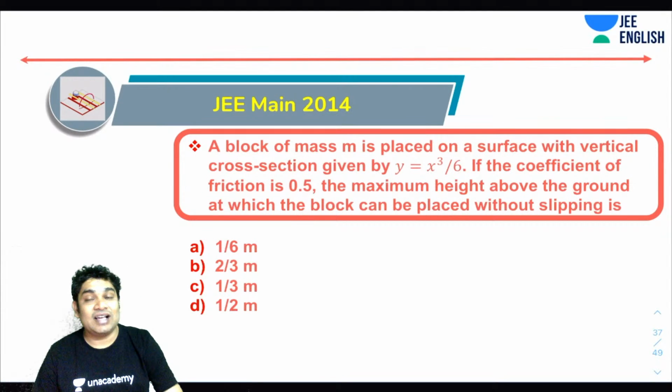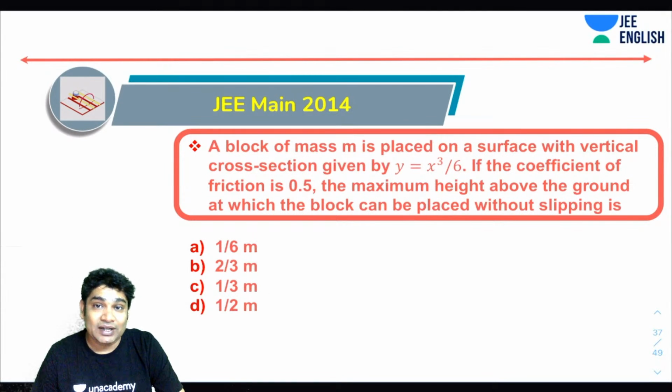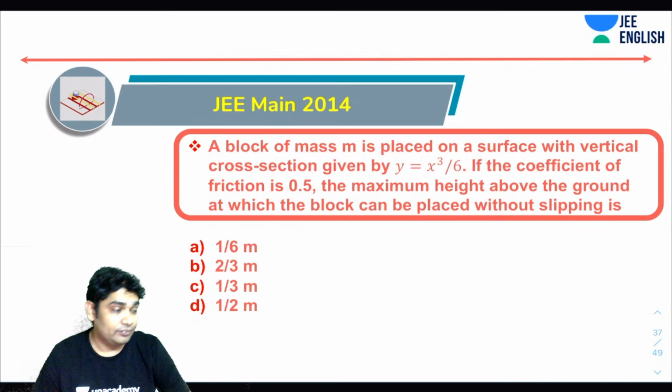This question was asked in JEE Mains 2014. This says a block of mass m is placed on a surface with a vertical cross section given by the equation y equals x cube over 6. Now, if the coefficient of friction is 0.5, then you have to find the maximum height above the ground at which the block can be placed without slipping. Okay, try this.